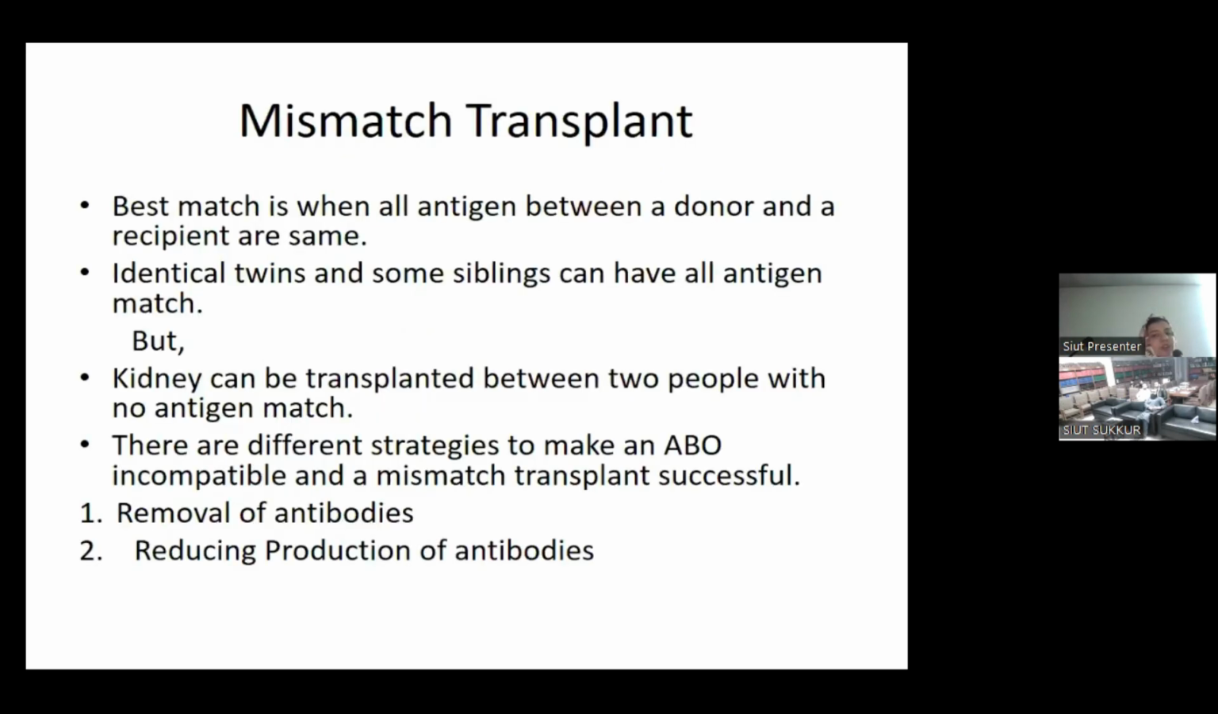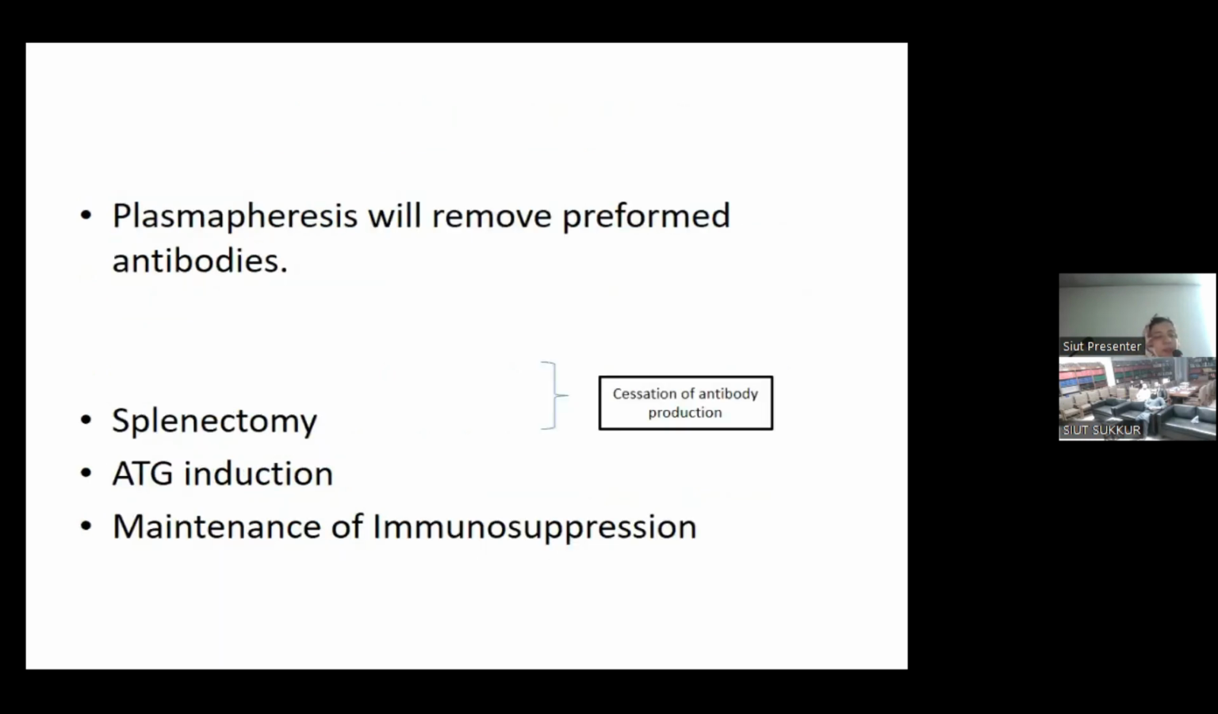Now let's talk about mismatch transplant. The best match is when all antigens between a donor and the recipient are the same. For example, identical twins, and some siblings can have all antigen match, but a kidney can be transplanted between two people with no antigen match. There are different strategies to make an ABO incompatible and a mismatch transplant successful. One is the removal of antibodies, and the second is reducing the production of antibodies. Plasmapheresis is the procedure which will remove preformed antibodies, and we can also do the cessation of antibody production with splenectomy, ATG induction, and the maintenance of immunosuppression.